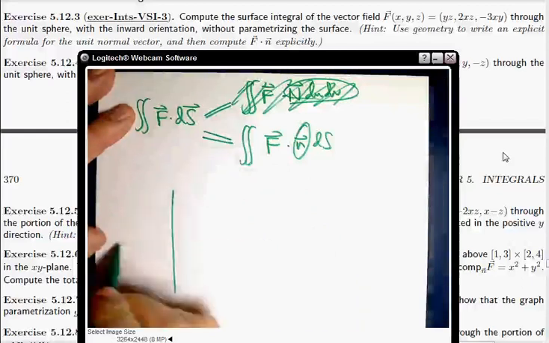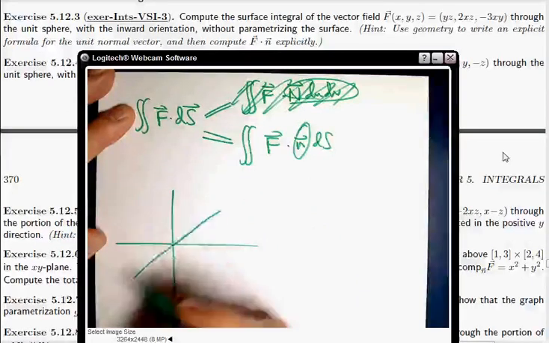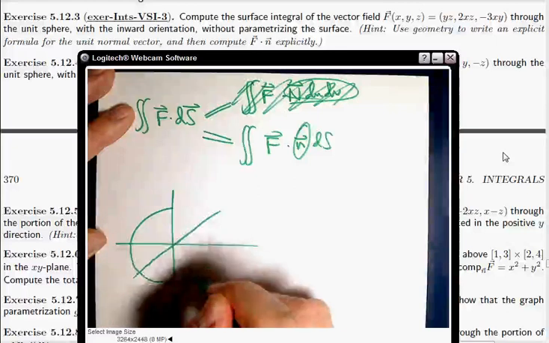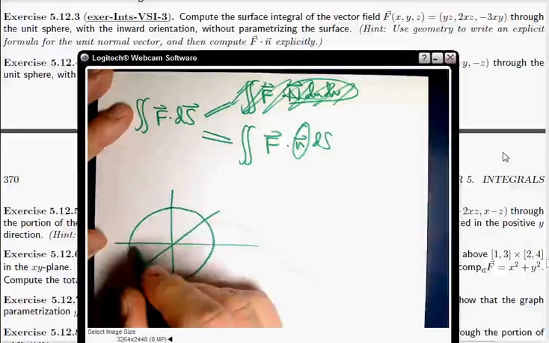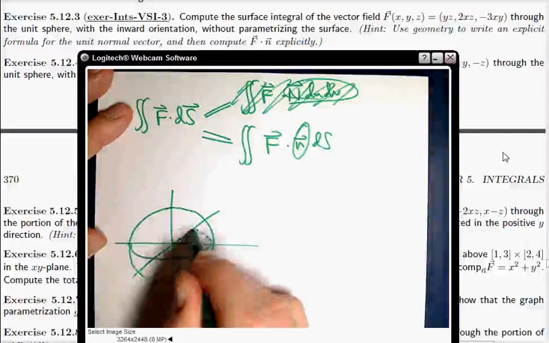Here's your sphere. There's an example kind of like this in the section, by the way. You might want to flip through and find that.